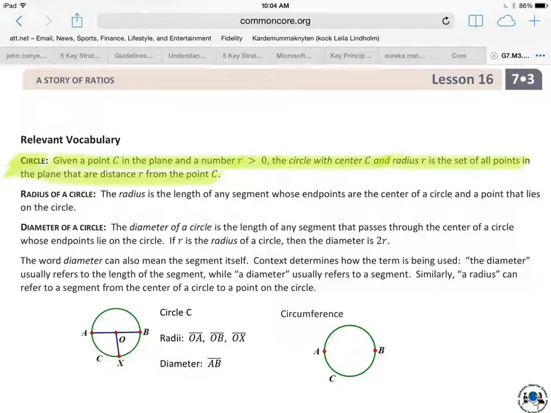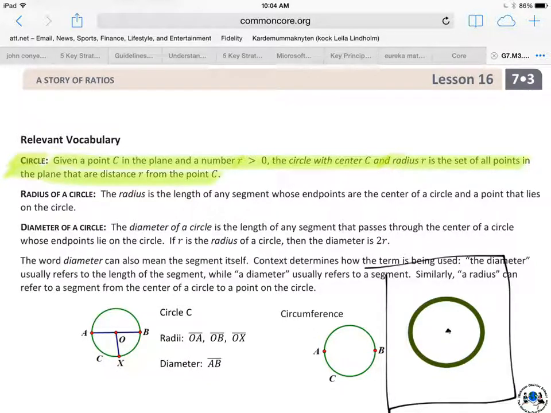Wow, that's pretty heavy, huh? Don't you think? Well, anyway, if we make a circle right there, let's go over what they're saying a little bit at a time. Given a point C, that's the center, in a plane, and a plane, of course, is any two-dimensional place. This is a plane of sorts, right? And a number r that is greater than 0.